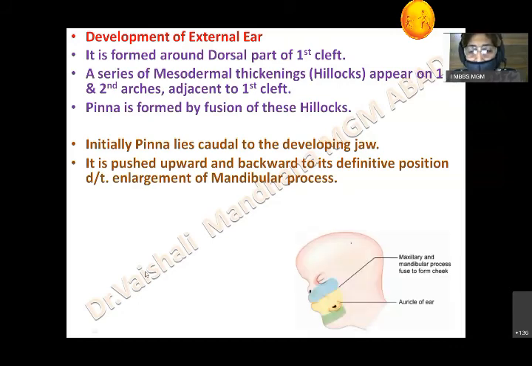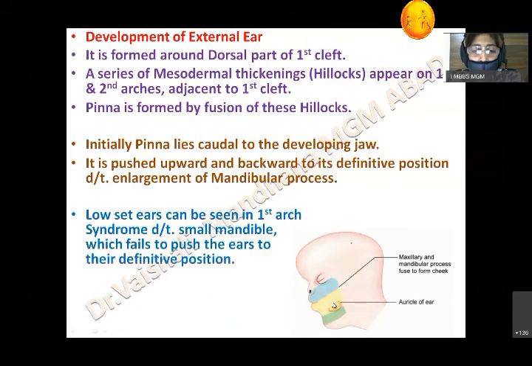So here you can appreciate this is a normal position. Then because of the growth of the mandibular process, the ear is shifted to its normal position. Low set ears can be seen in the first arch syndrome because a small mandible is there. So the mandible fails to push the ears to their normal definitive position. So that is the external ear.